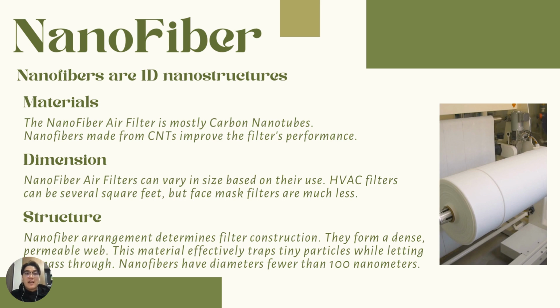And nanofibers are 1D nanostructures. The main material used to make the nanofiber air filter is mostly carbon nanotubes, and the dimension design of nanofiber air filters varies depending on their application. Like an HVAC filter can be several square feet, whereas face mask filters are significantly smaller. And about the structure, the nanofiber arrangement forms a dense porous network that traps microscopic particles. Nanofibers are under 100 nanometers.